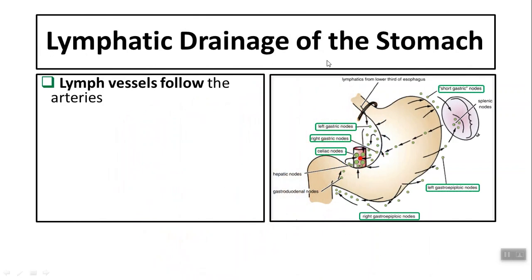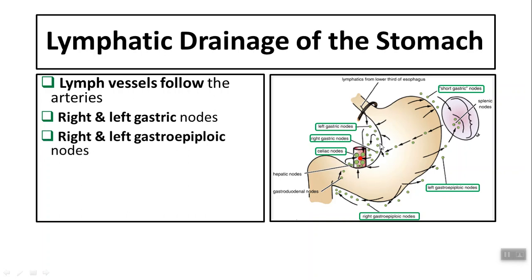What is the lymphatic drainage? Lymphatic drainage of the stomach is related to its blood supply. The lymph vessels follow the arteries. So we have right and left gastric nodes, and right and left gastroepiploic nodes. They take the same names as the arteries. And we have short gastric nodes.